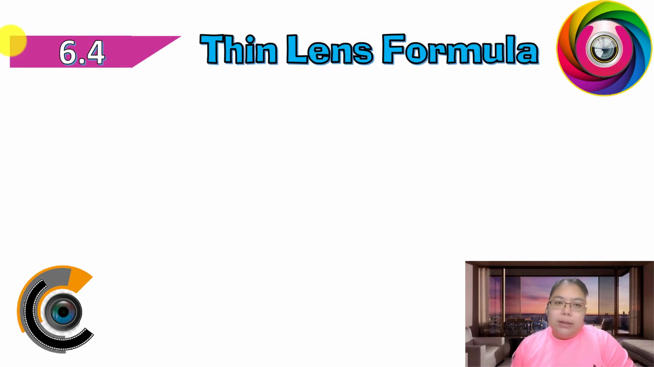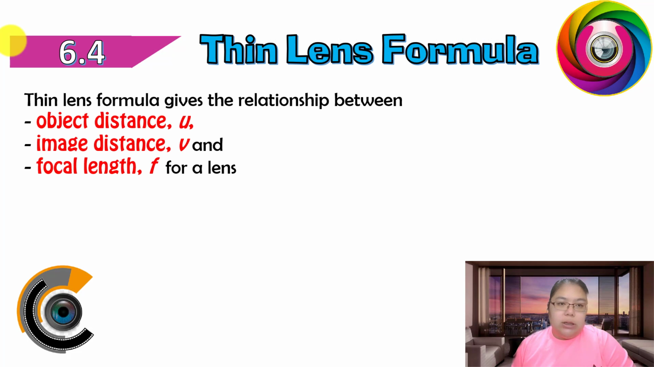Okay, in this topic there's a thin lens formula. So I need to introduce three physical quantities to create the formula. First, there's a relationship between the three physical quantities. There's the object distance, using the symbol U. Image distance, V. And the last one is the focal length. Okay, focal length for the lenses.